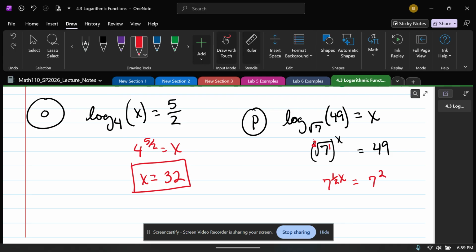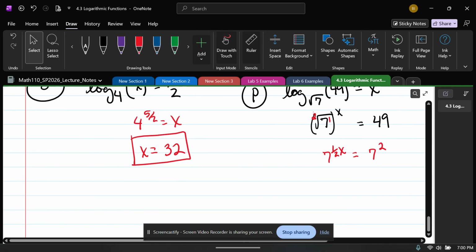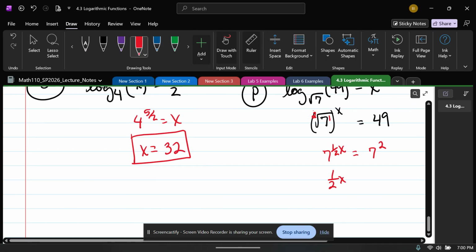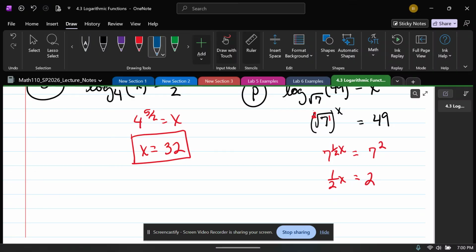But we want to make that 7 to a power on the left-hand side too. So the square root is a 1/2 power. A cube root would be the 1/3 power, that sort of thing. Now we can drop those bases because we got them the same now. So we got 1/2 x is equal to 2. And then how do I solve that? Okay, so if I divide by a half, what's 2 divided by a half?